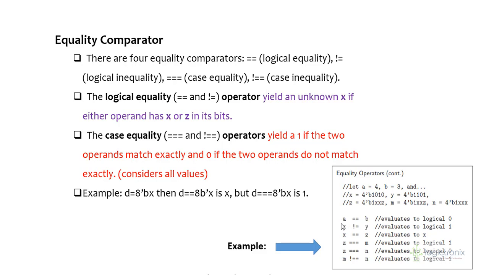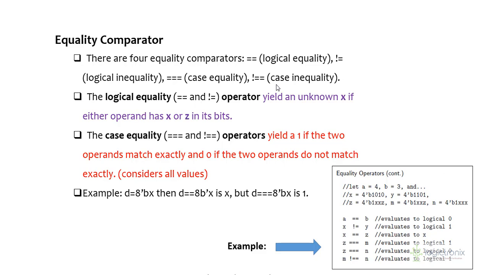So we have some examples here, like A, B, X, Z, etc. If A double equals B, that means logical equality. A has the value 4 and B has the value 3, so they are not logically equal. So it will generate the 0 value.